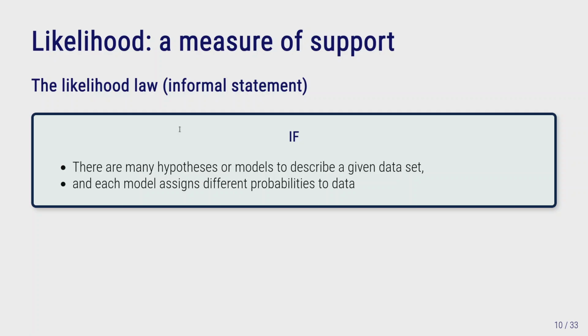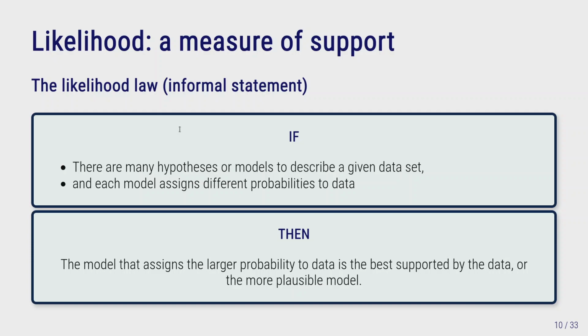And the answer is quite simple. Choose the model that says that what you see is the most probable thing to happen. So the model that assigns the larger probability to your data is the more plausible model, or the best supported model by the data. So this is what we call the likelihood law, in a very, very informal statement. Does it make sense for you? So the least squares is only a variant of this.